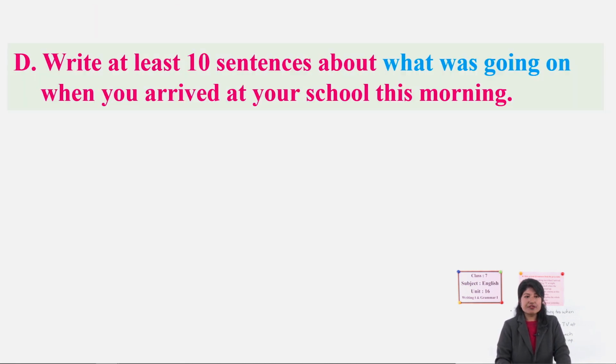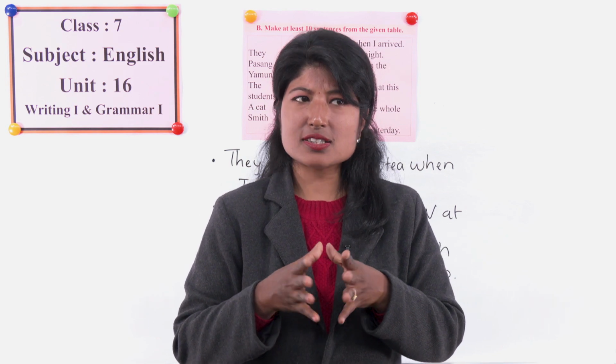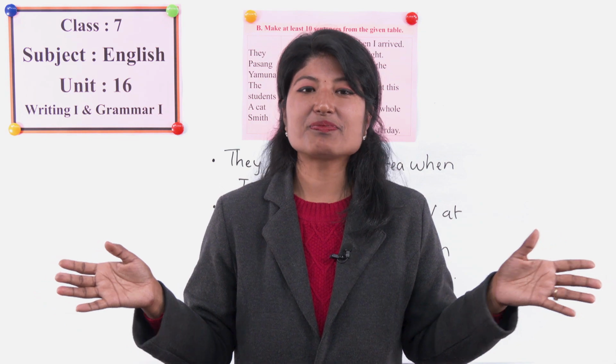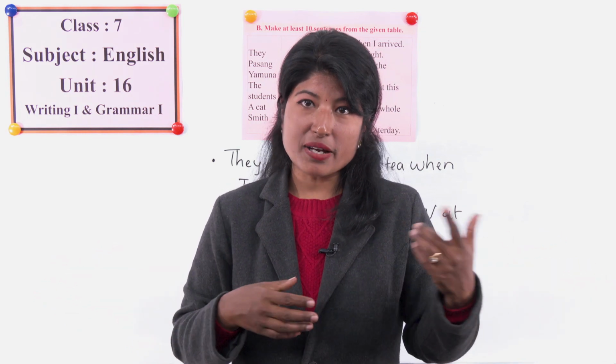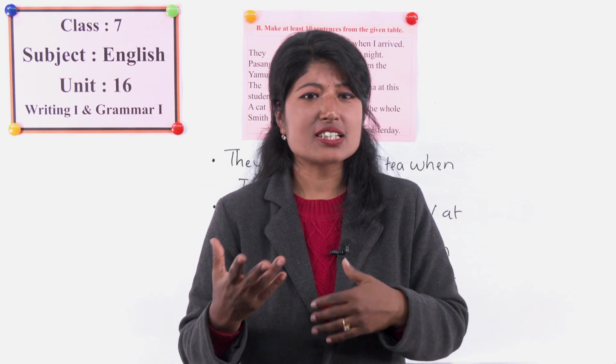Now we have the final activity, that is number D. Write at least 10 sentences about what was going on when you arrived at your school this morning. Okay, you arrived at school this morning and what was going on at that time. Let me share some of the sentences. What was happening when I arrived at school. When I arrived at school, my students were playing in the ground, and one of my friends was talking on the phone. And you can make more sentences like this.